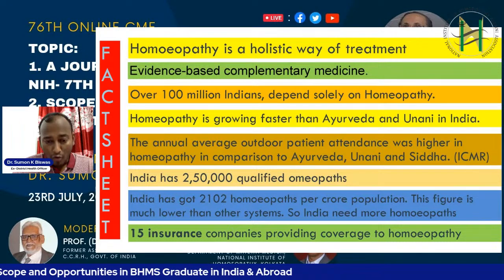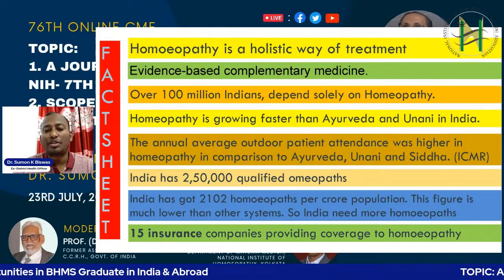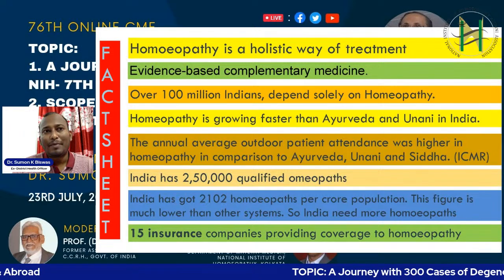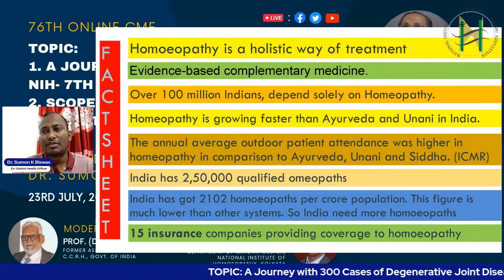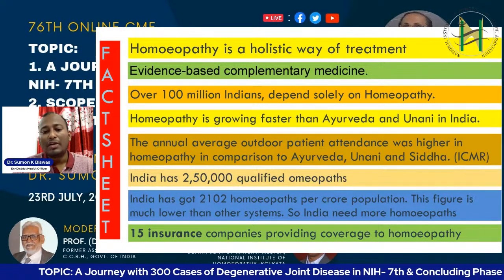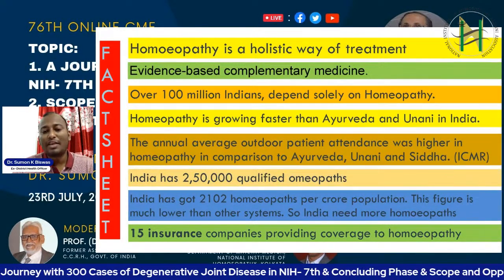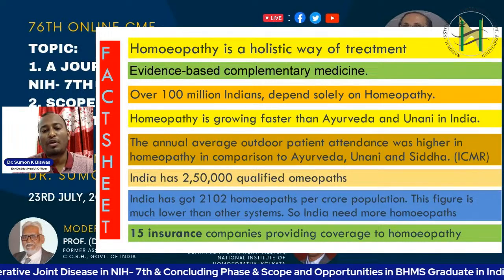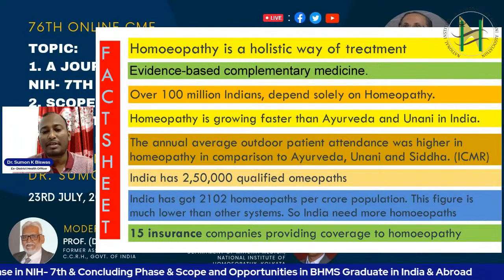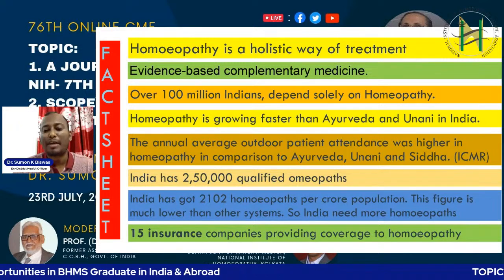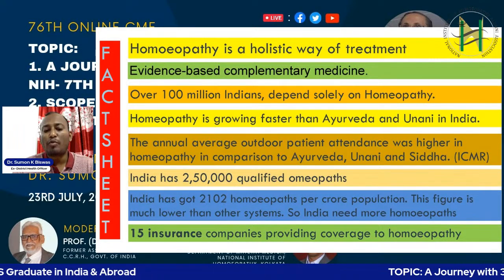There are 2,100 homeopathic doctors for 1 crore of population. As per WHO, the standard doctor and population ratio is 1 doctor for 1,000 population. So for us, it's a huge scope because there are fewer doctors. For 1 crore of population, homeopathy has 2,100, which is much lower than other systems of medicine. So India needs more homeopaths.